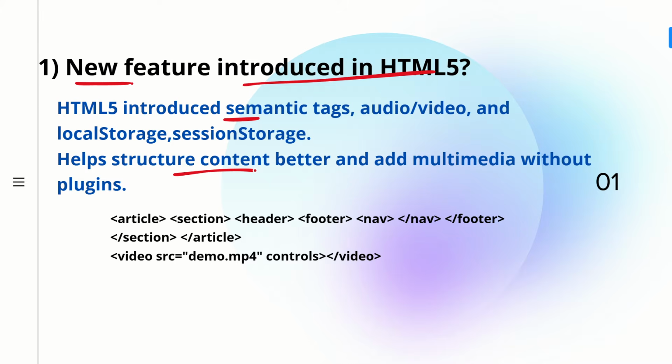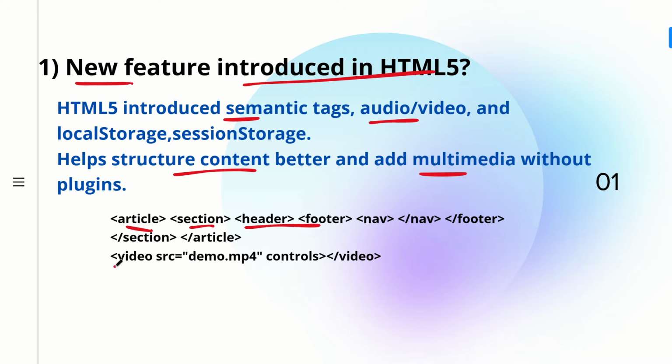Also, they help NVDA tools or reading tools, which are helpful in accessibility, to know better what a section represents. Examples of semantic tags are article, section, aside, header, footer. So these are semantic tags. Also in HTML5, audio and video tags were introduced. Audio and video tags were useful for multimedia without any kind of plugins.